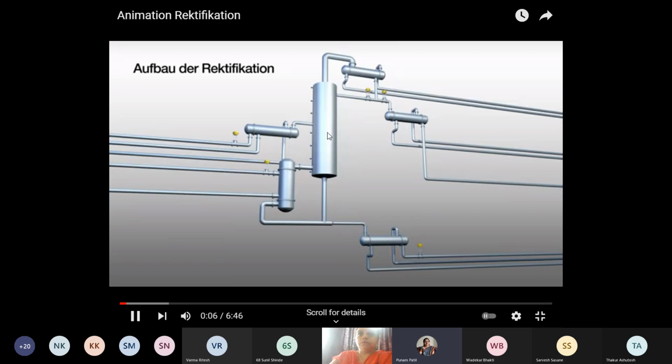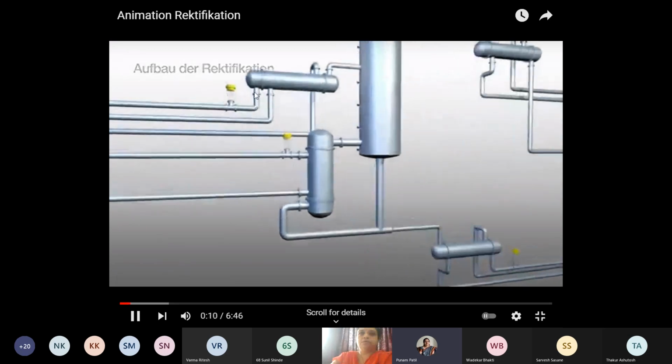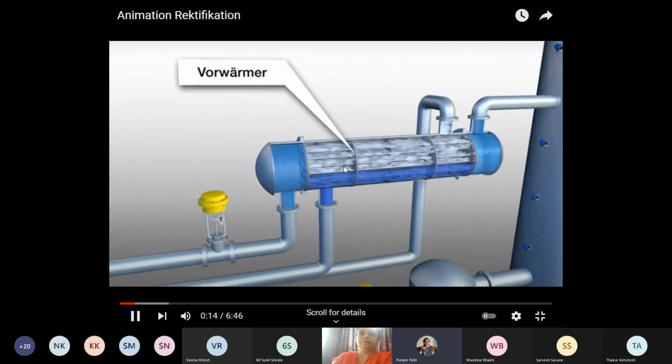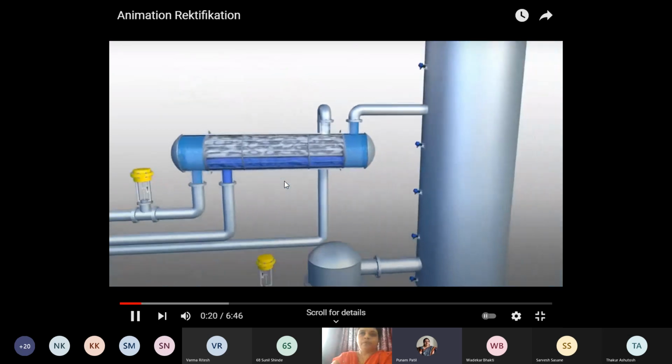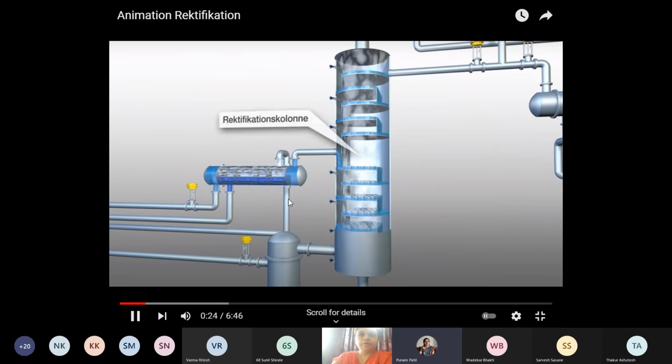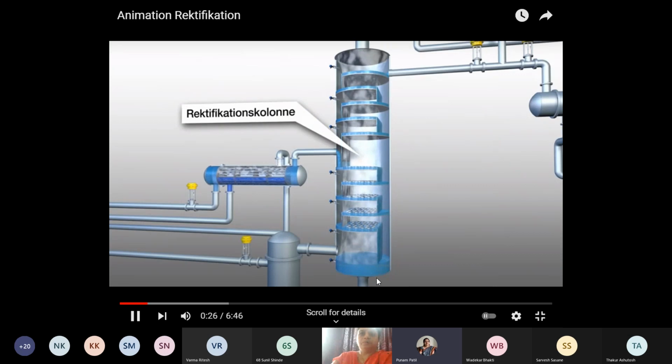Here you can see the distillation tower along with other accessories. This is a preheater where feed is heated with the help of heating media. So feed is added in the preheater. Utility is steam or a hot fluid. This is a column, a tray column.